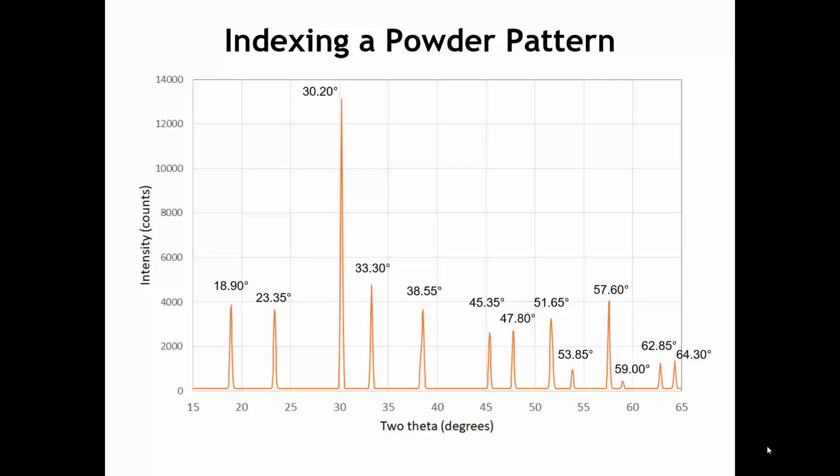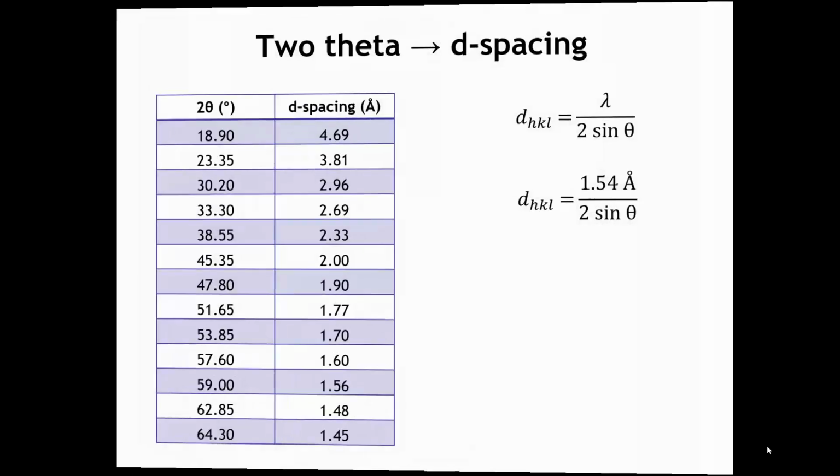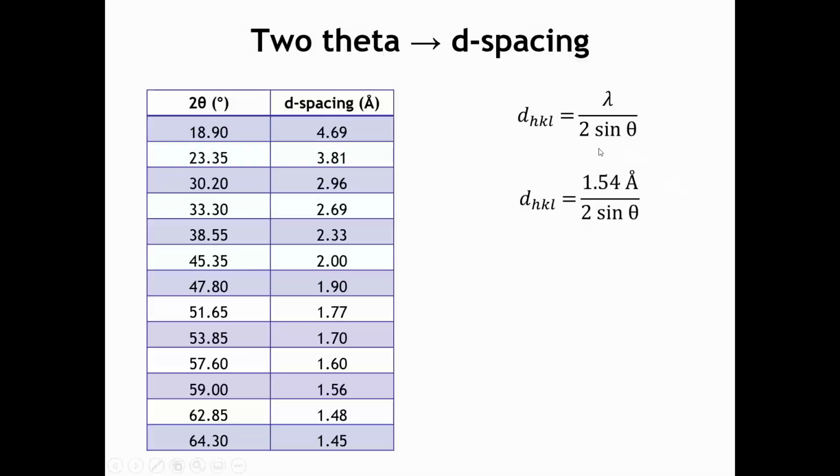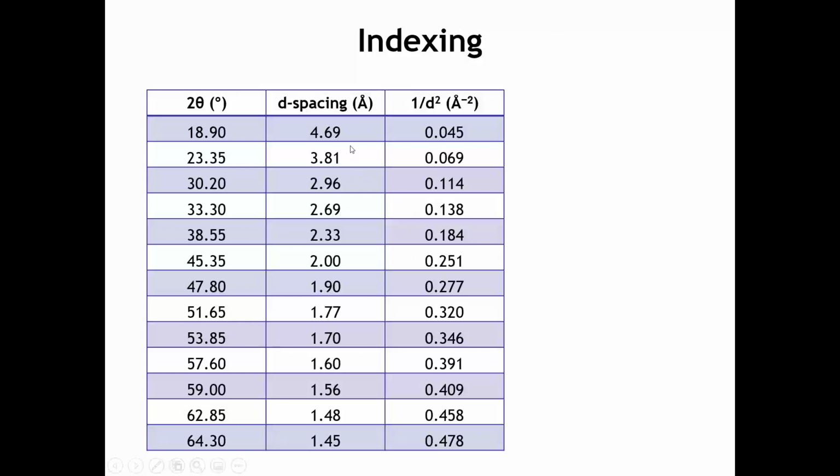If you remember from last time, the next step is to convert these two theta values into d spacings. We can use this form of Bragg's law to do that, and then we get this table of d spacings. The next thing we do is calculate 1 over d squared values. If I take each of these d spacings, invert it and square it, then I get this column of numbers. If we have a cubic crystal, we should have a common factor that when multiplied by an integer will give us all of these values.